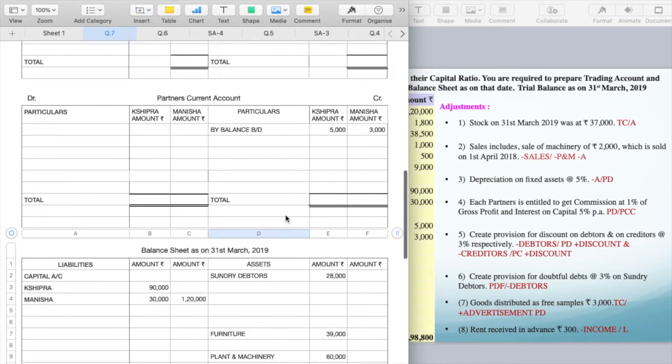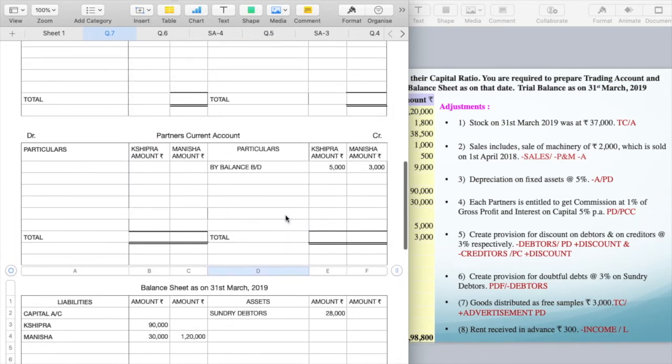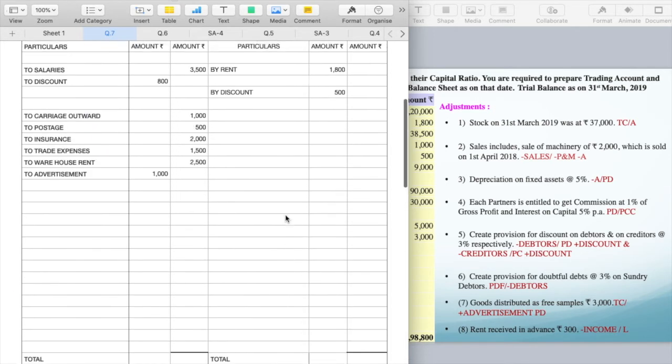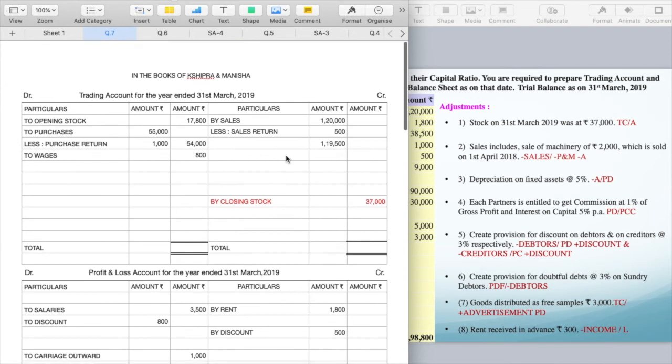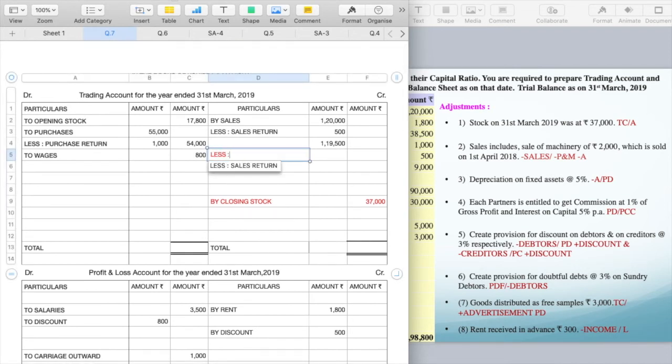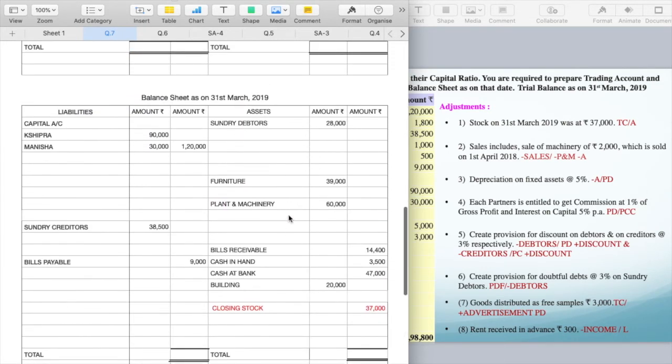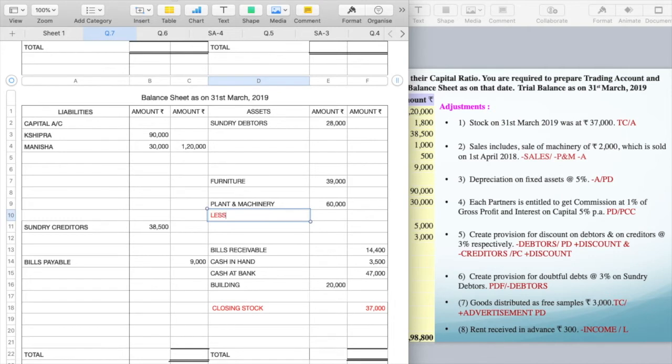Second adjustment: sales includes sale of machinery of rupees 2,000 which was sold on 1st April 2018. So wrongly we have included the sale of machinery into sales. So from here we have to minus. Less machinery sold wrongly included, right? So from here we have to minus 2,000. So in the outer column the balance will be 1,17,500. Now machinery is actually being sold, right? So machinery has gone out of the business. So from here also we have to minus, right?